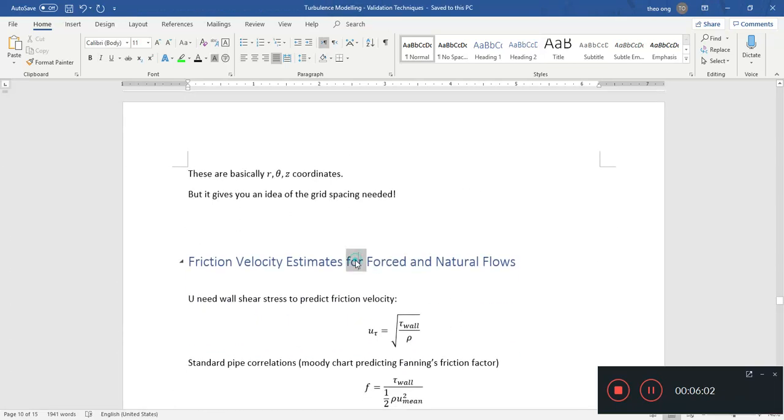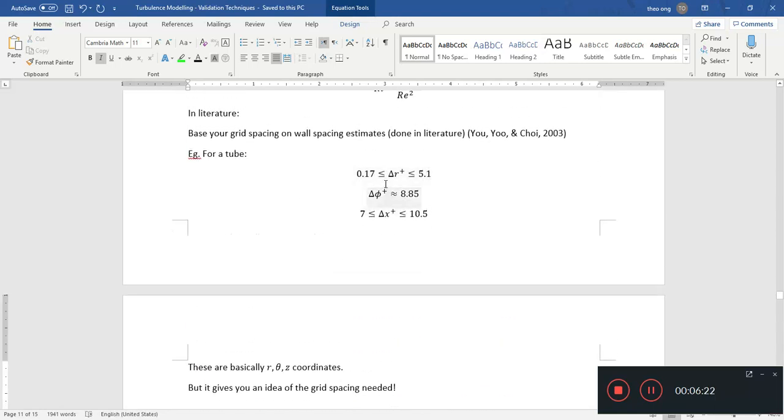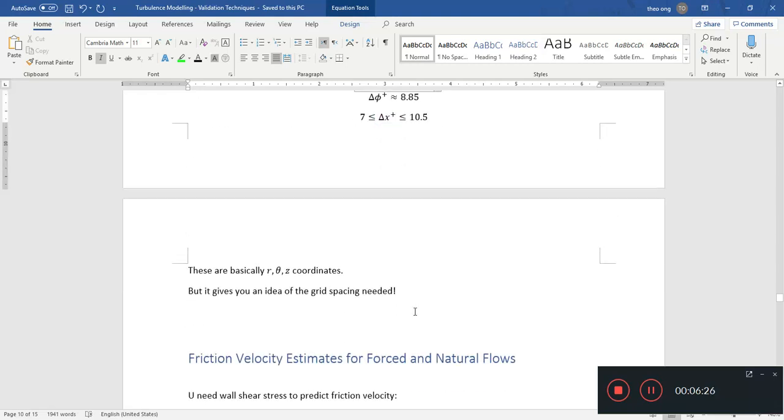So we can start by estimating the friction velocity for the forced flow. Of course, you can talk about natural flows later on, but we talk about the simpler case first. Remember that the wall shear stress is needed to predict this friction velocity, and that will give you the non-dimensionalization you need to get maybe r plus or y plus or x plus.